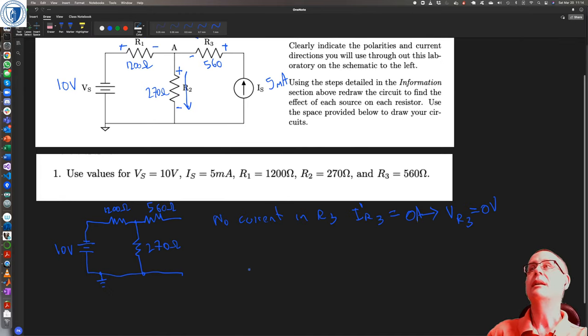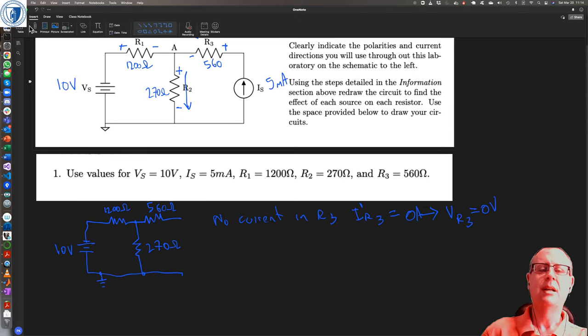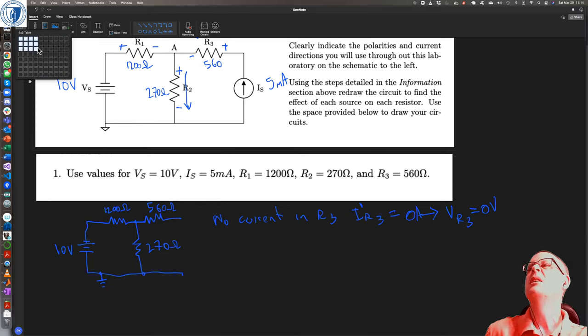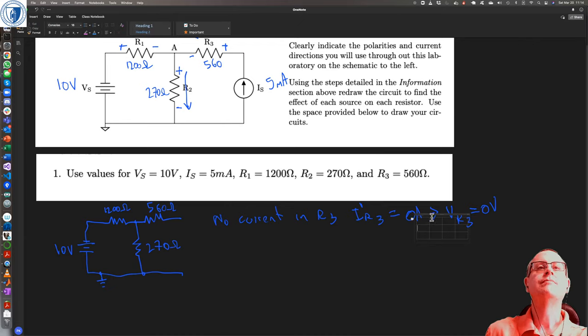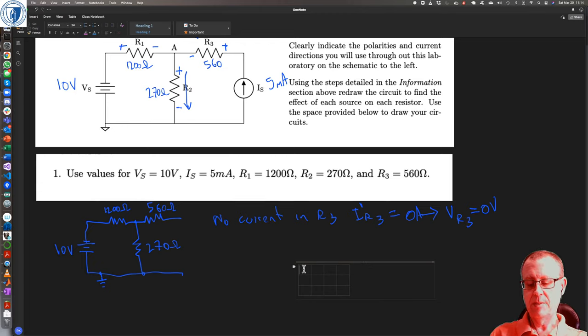So part of the thing is I need to insert a table again, and we need 2-3 rows and 5 columns, I think. 4 columns. Right, so we need 3 rows and 4 columns. Right, and let's just make the font size a bit bigger. And we can make it a bit wider. So this is the quantity, or the type, and then this is R1, R2, and R3, and this is the current, and this is the voltage.